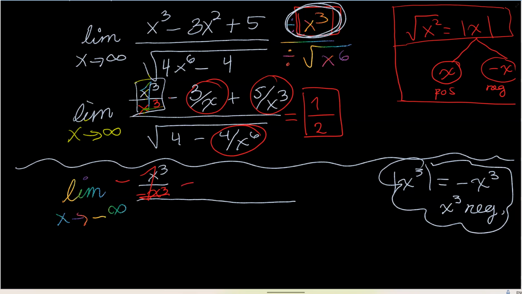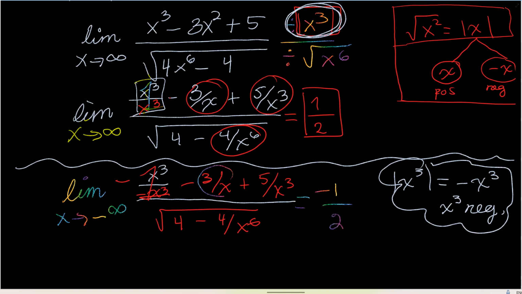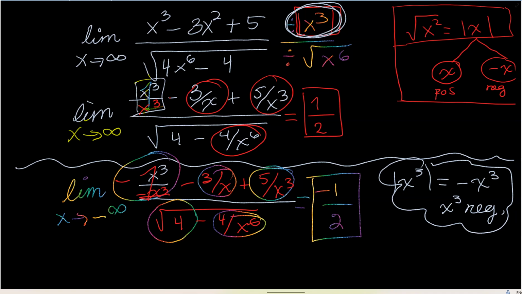Then minus 3 over x plus 5 over x to the third, over the square root of 4 minus 4 over x to the 6. So overall, you are going to have on the numerator negative 1, and on the denominator you'll have 2, because these are going to 0. And then you will have negative 1 over the square root of 4, which is negative 1/2. So that's the difference when you are having to divide things out inside the square root.